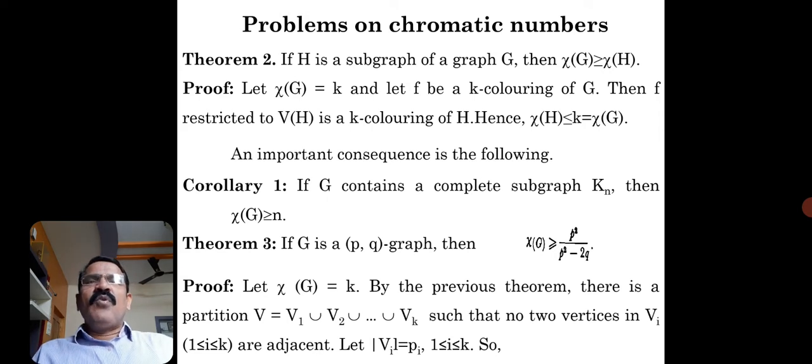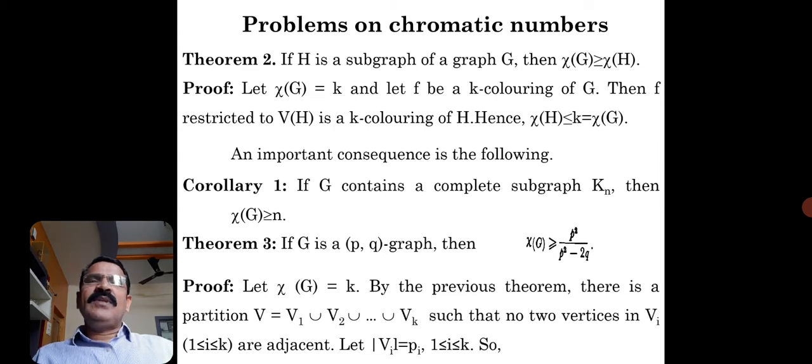Okay. So therefore, we try to prove the theorem. First, we consider the chromatic number of a graph is K. By the previous theorem, there is a partition of the vertex set V into disjoint subsets, say V1, V2 and so on, up to Vk. That is the color class, what we can say, the color class. So we are partitioning the vertex set into the subsets V1, V2, V3 and so on, up to Vk.